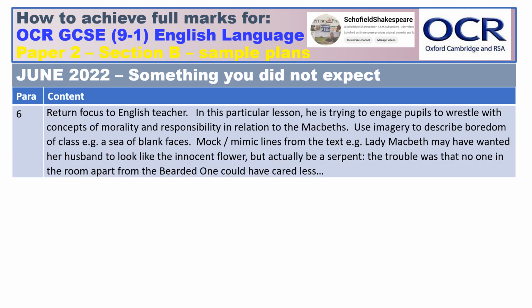Paragraph 2, introduce the English teacher. Paragraph 6 gives insight into one of his dreadfully boring lessons. Again, the plan is to incorporate a line from a Shakespearean play, but to use it to mock. Lady Macbeth may have wanted her husband to look like the innocent flower, but actually be a serpent. The trouble was that no one in the room, apart from the teacher, could have cared less.